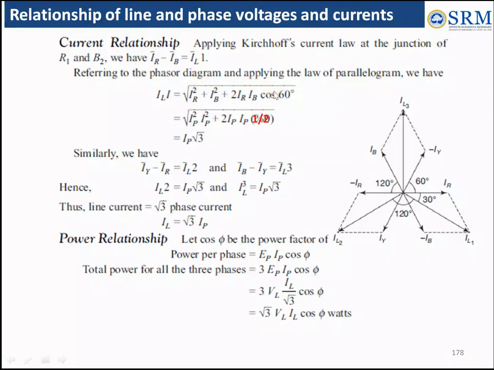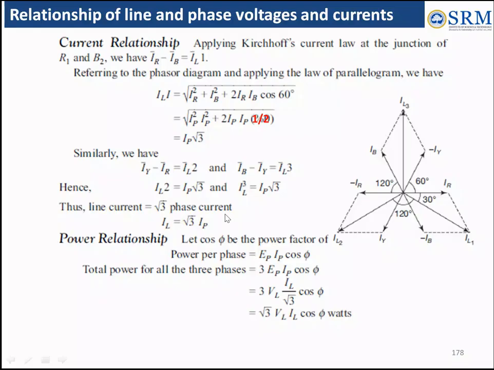Referring to the phasor diagram and applying the parallelogram law, IL1 is nothing but the square root of IR squared plus IB squared plus 2 IR IB cos of the complete angle. Here it is 60 degrees. So if we apply cos 60, that is 1 by 2, we get IL1 equal to root 3 times IP. Similarly, we find across the other junctions, and we come to know that line current equals root 3 times the phase current.